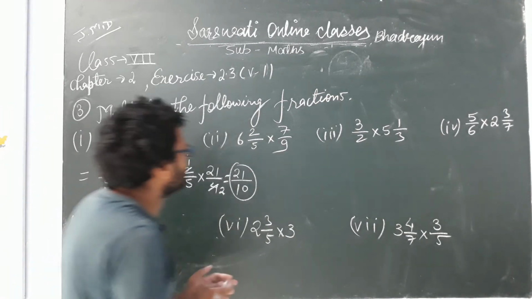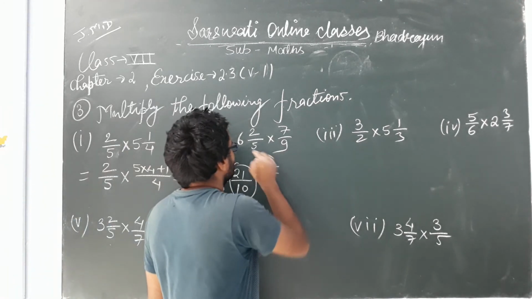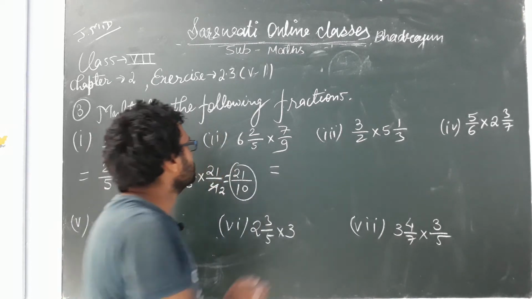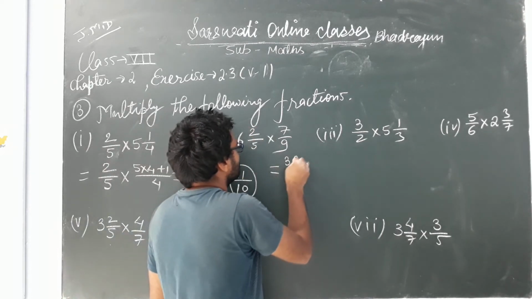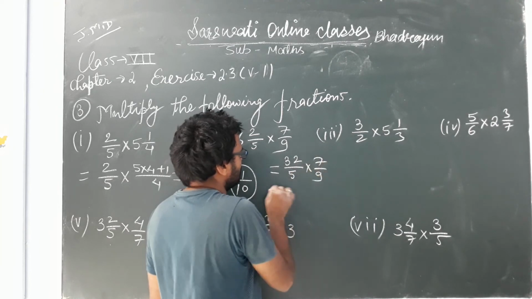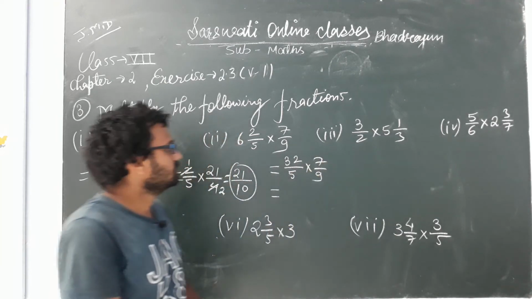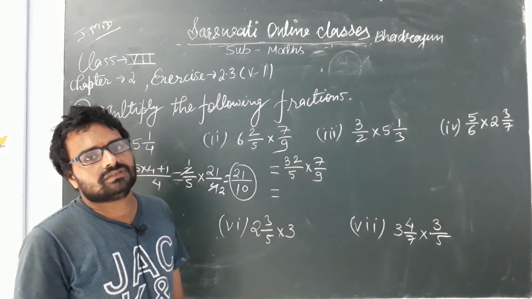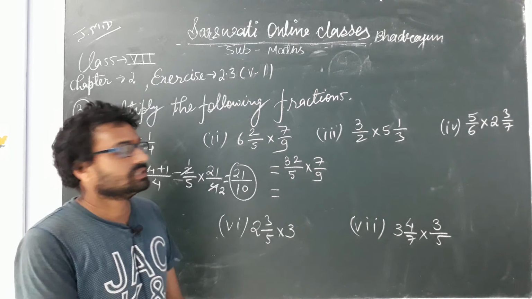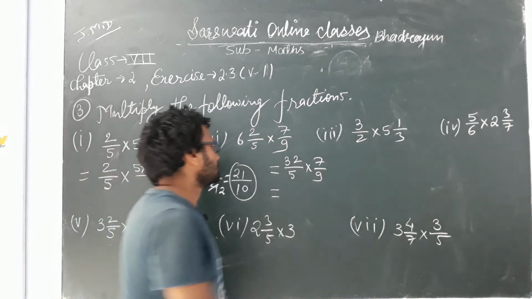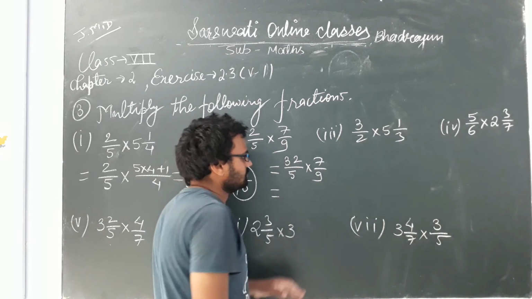Next one is what? Next one is 6 whole 2 upon 5. 5 6s are 30. 30 plus 2 is 32. 32 upon 5 multiplied with 7 upon 9. Now here we are seeing no number coming in numerators is divided by any number coming in denominators. Okay, so we will simply multiply, and this multiplication I am leaving for you.